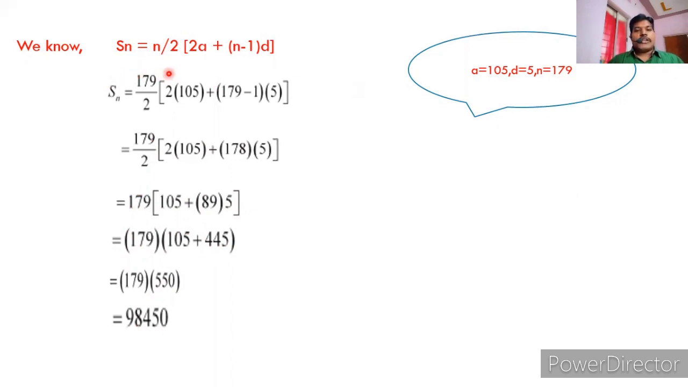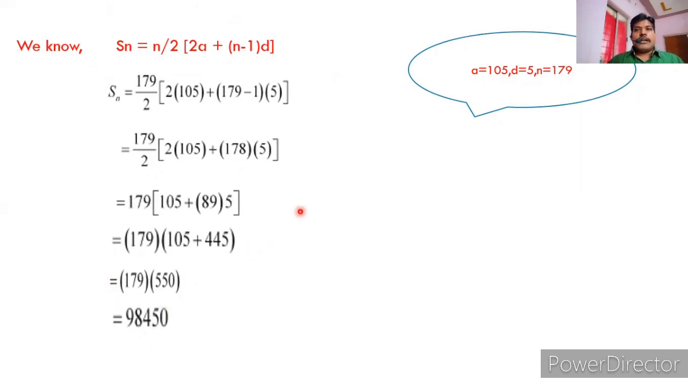98,450. Are you all understanding, students? Just the A value, D value, N value. So calculate these three terms and just substitute them in the sum of n terms. Here we are getting that these are 179 terms being added. So what is the sum? It is 98,450. Is everyone clear, students?